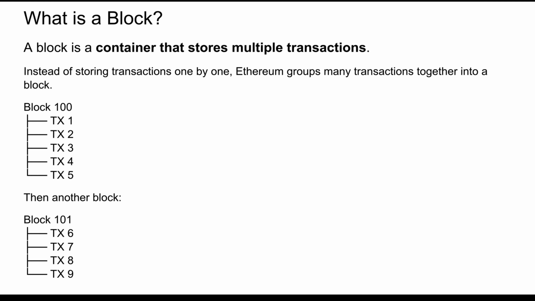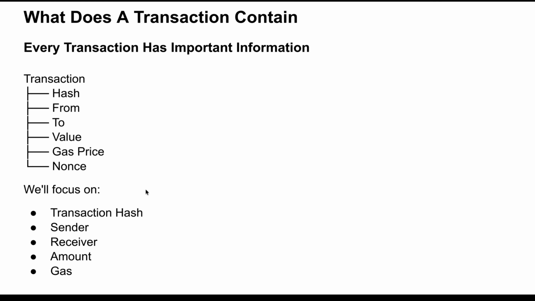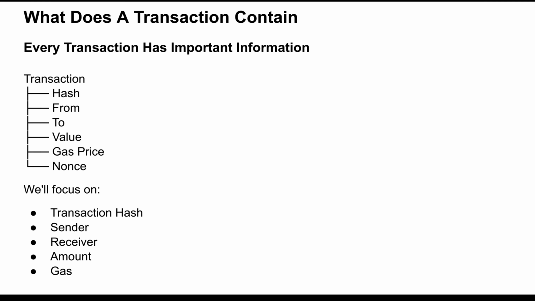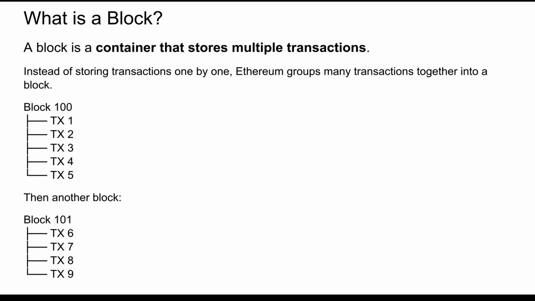Like I said, you can have multiple transactions. You can have Alice sends one ETH to Bob. Bob withdraws one ETH. Alice sends 50 ETH to John. You can have those different transactions coming in, and those different transactions together form a block. So for example, if we open up block 100, you might see transaction 1, transaction 2. These are just the instructions of the first transaction, second transaction, third, fourth, fifth.